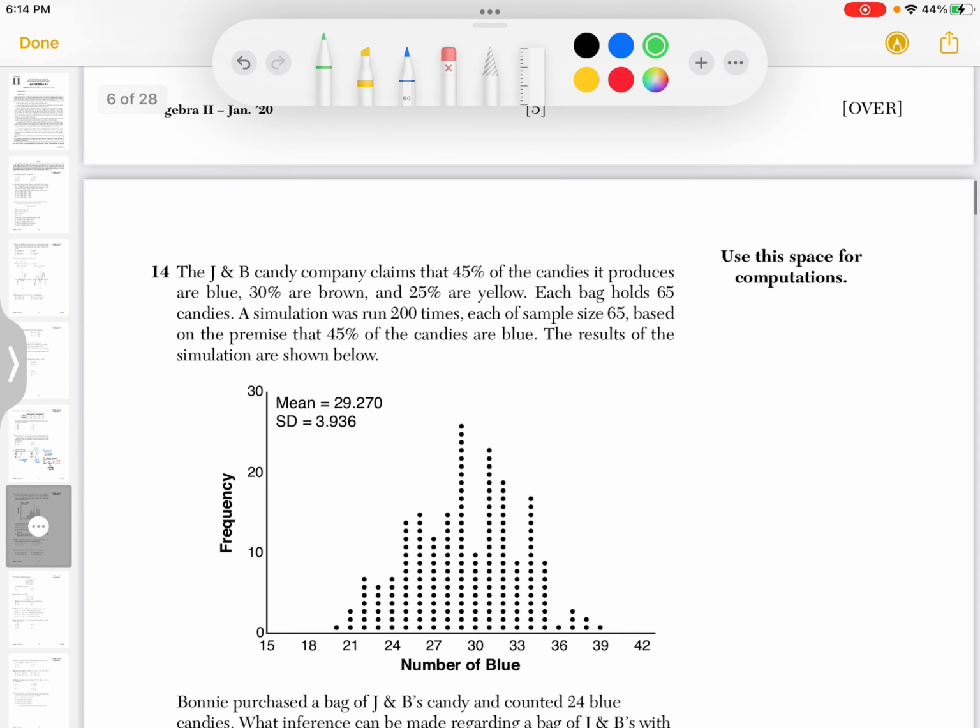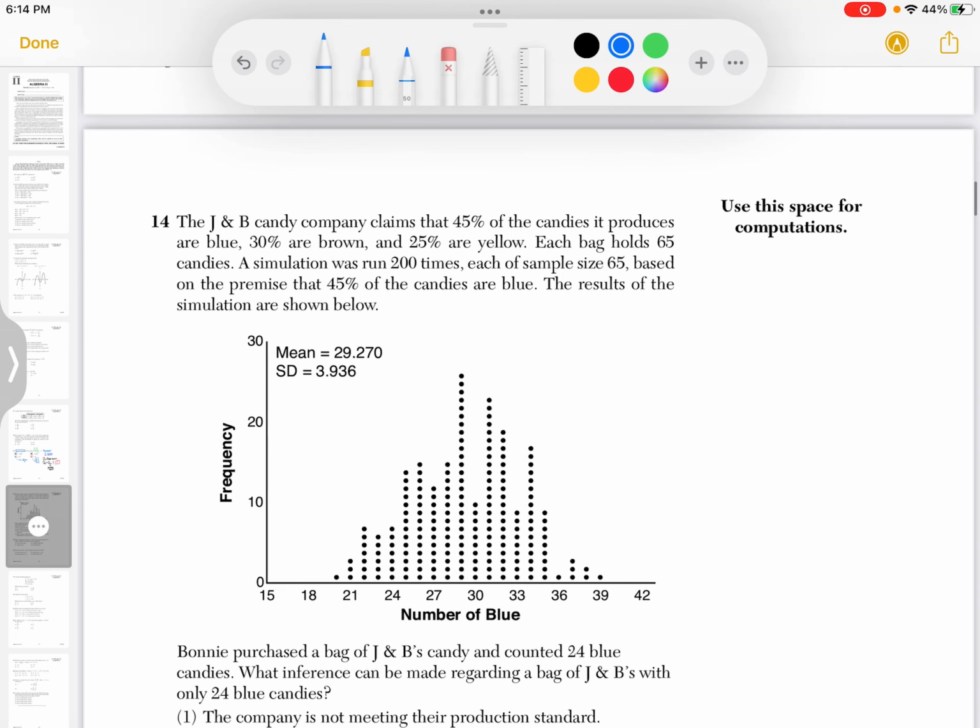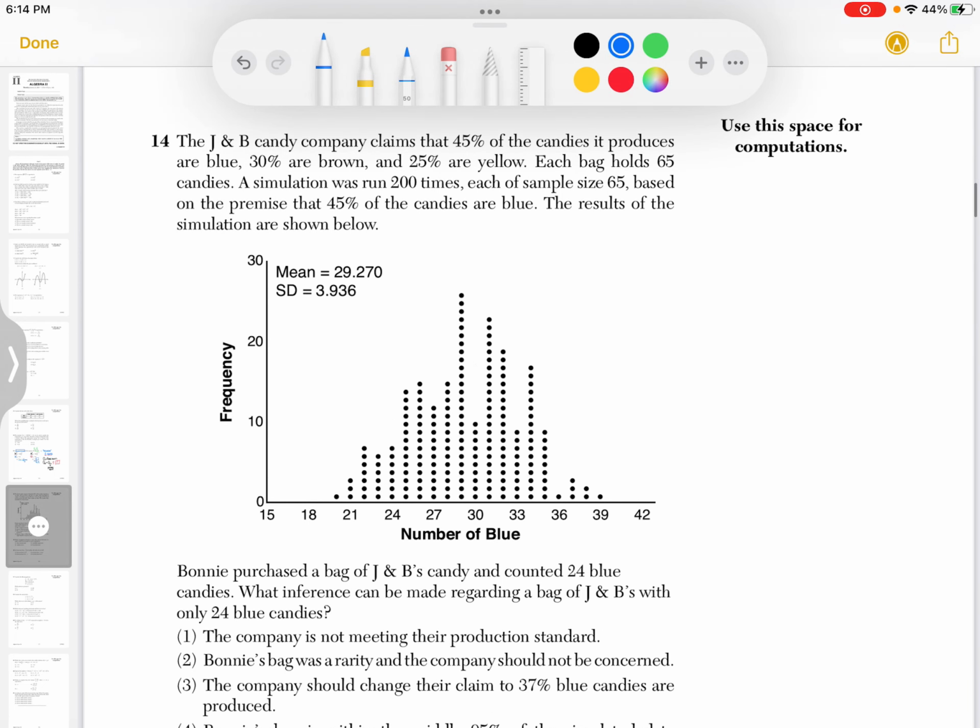All right, moving on to question number 14. It says the J&B Candy Company claims that 45% of the candies it produces are blue, 30% are brown, and 25% are yellow. Each bag holds 65 candies. A simulation was run 200 times, each of sample size 65, based on the premise that 45% of the candies are blue. The results of the simulations are shown below.